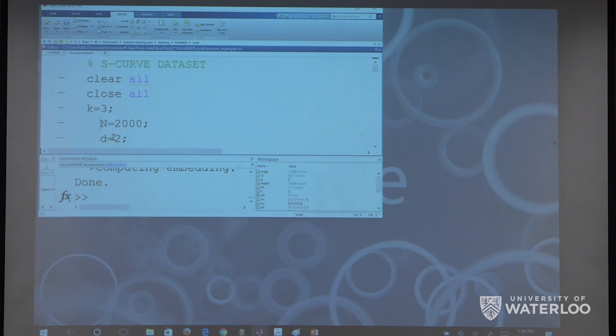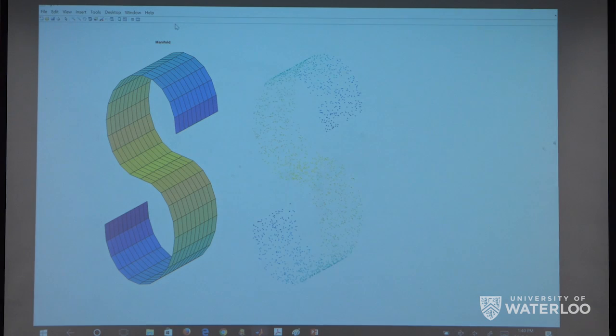This is Isomap. Isomap is quite slow. I should have changed 2,000 points to 1,000 points because it takes time. But Isomap also does a pretty decent job in this case, and you don't see points being mixed up, so it means that it has been unfolded. We'll wait for the result of this.